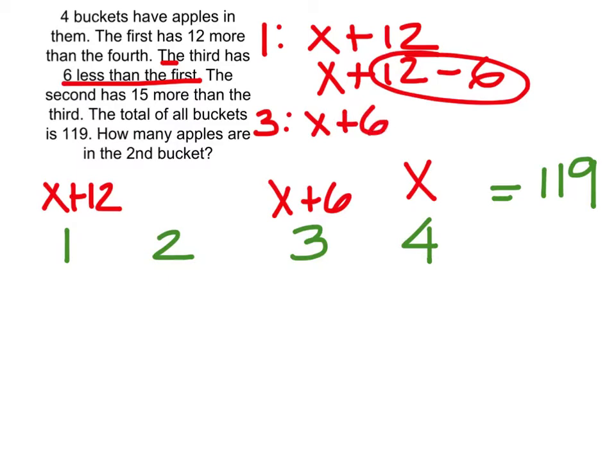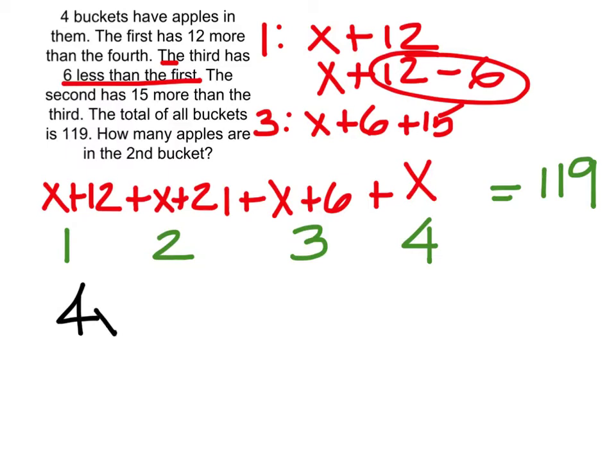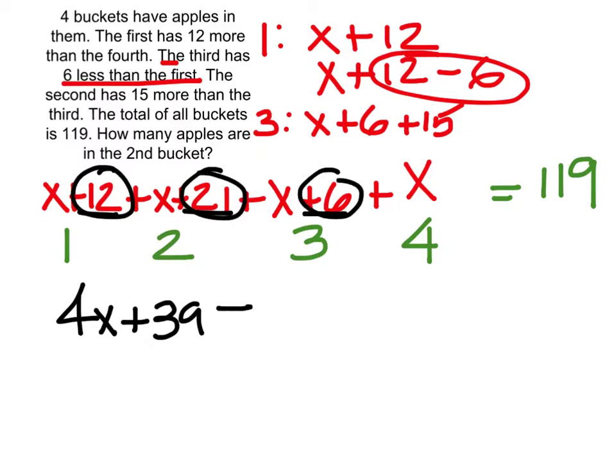And the second has 15 more. So if we do plus 15, how can I simplify that expression? X plus 21. What operation goes in between all of these expressions? Addition. How many x's are in this equation? 4. 12 and 21 is what? 33. And plus 6? 39. Again, we came up with 12, 21, and 6 for 39.